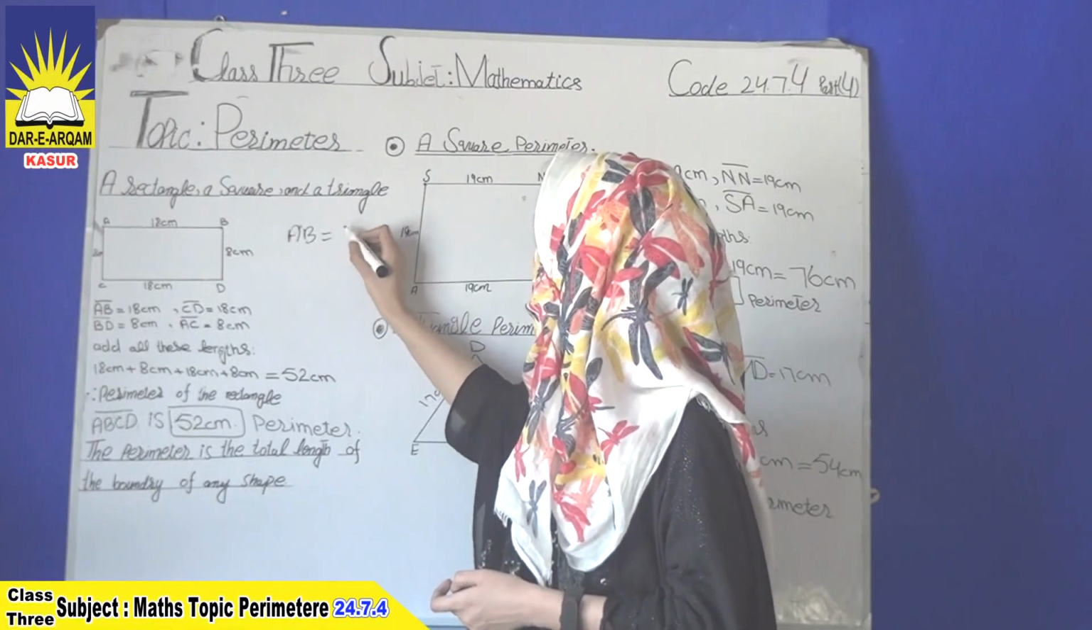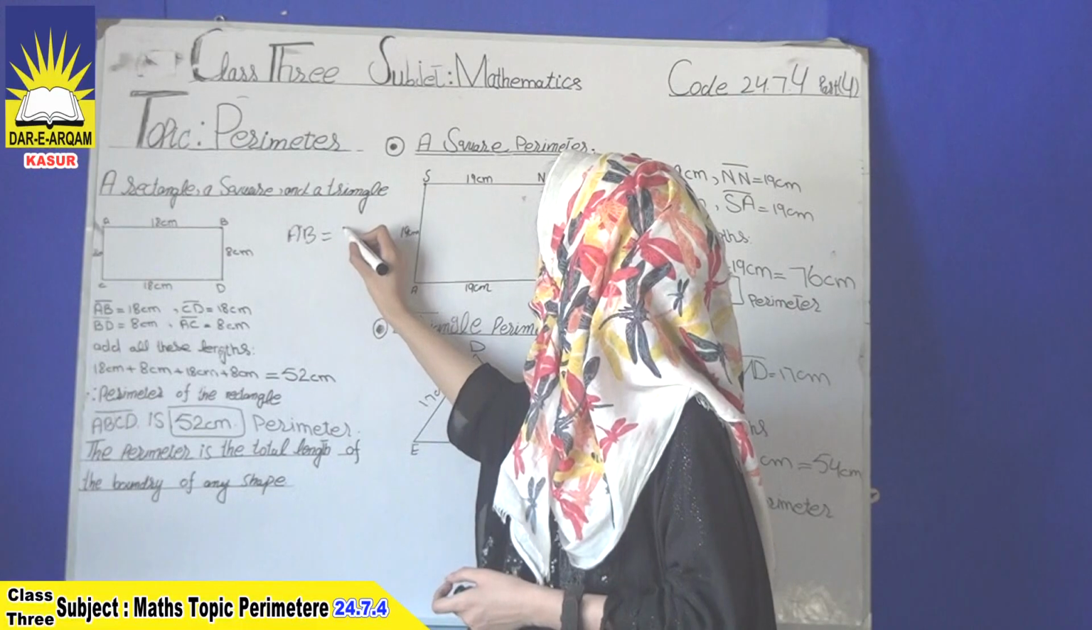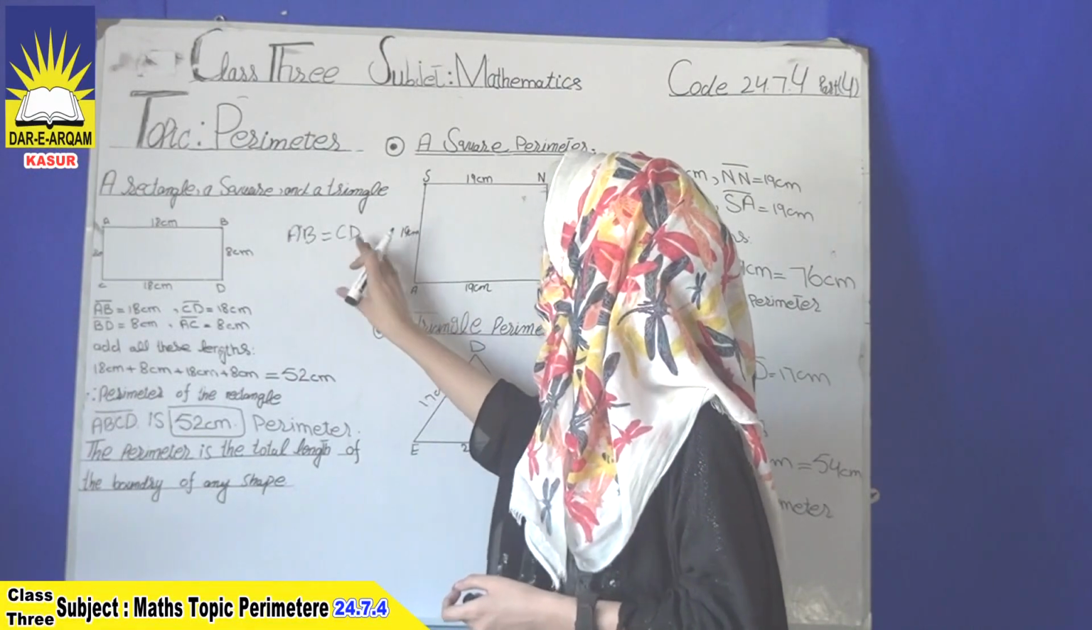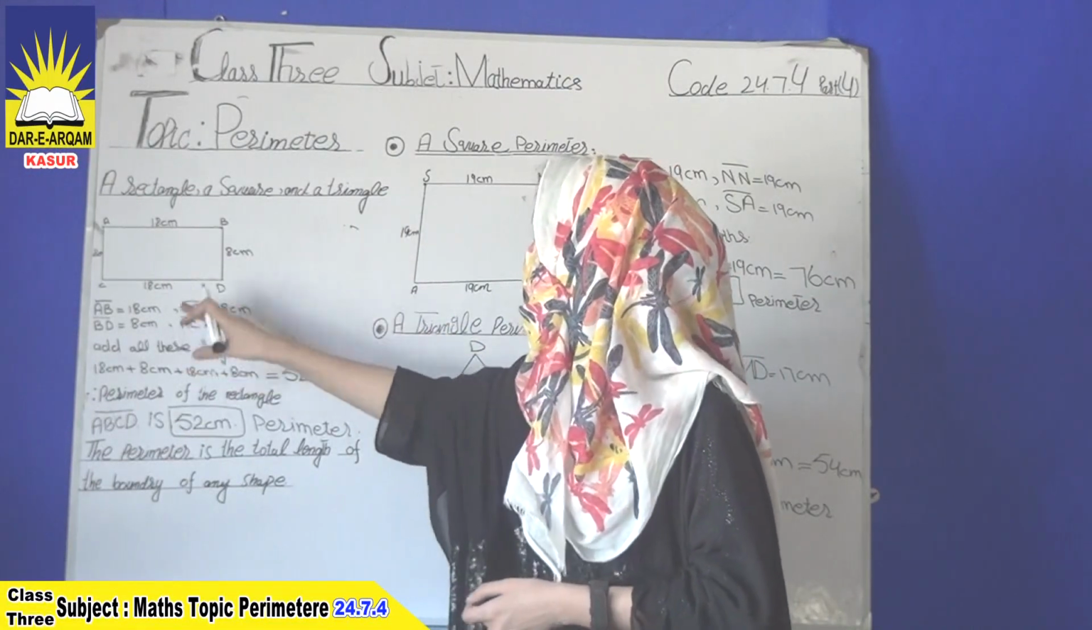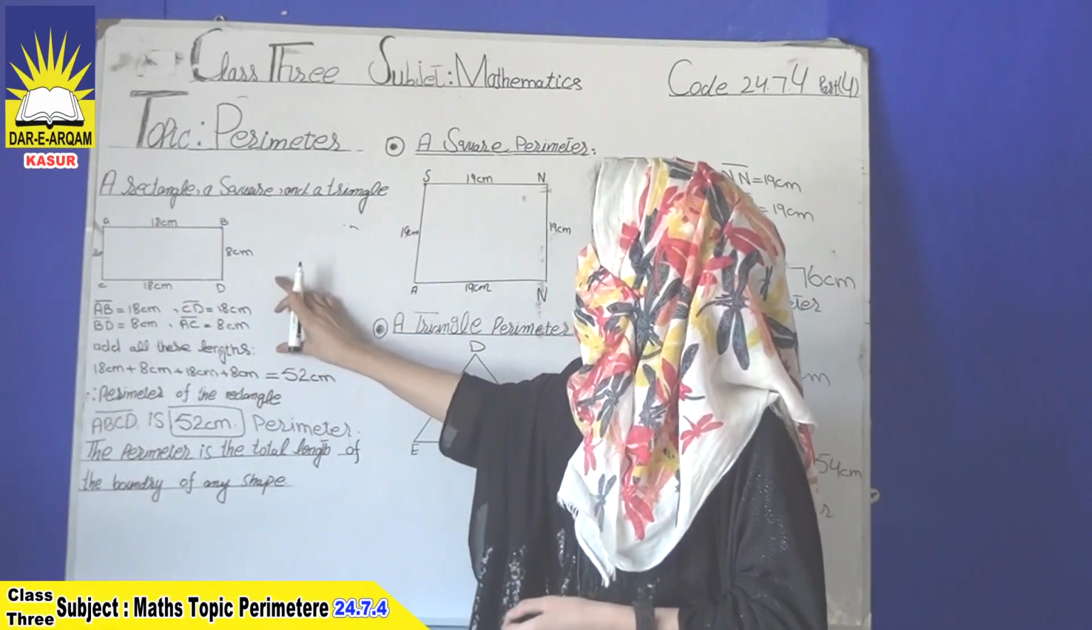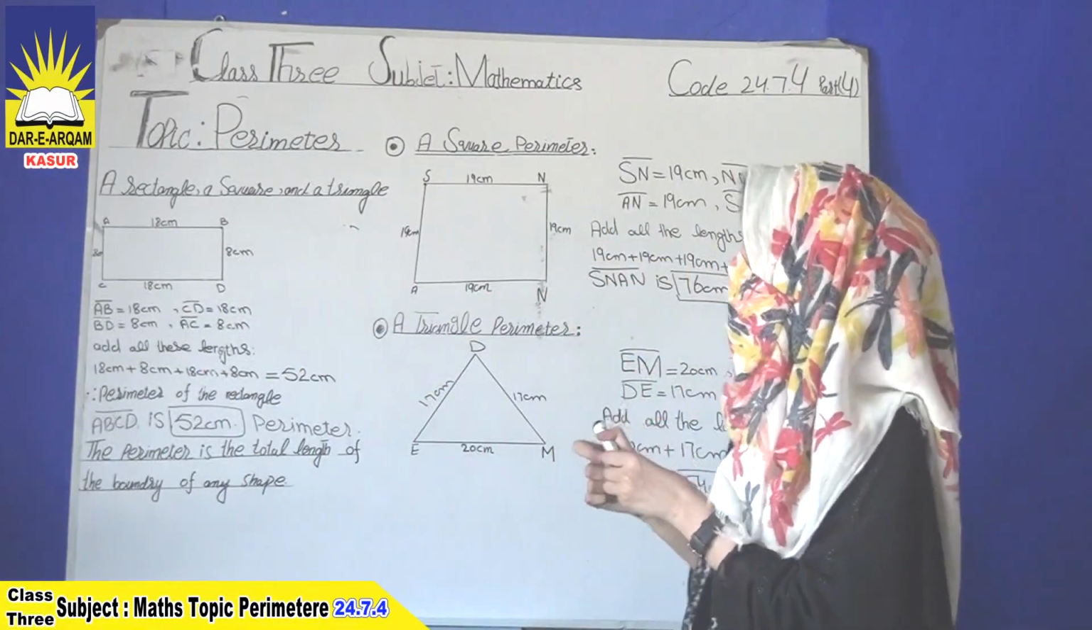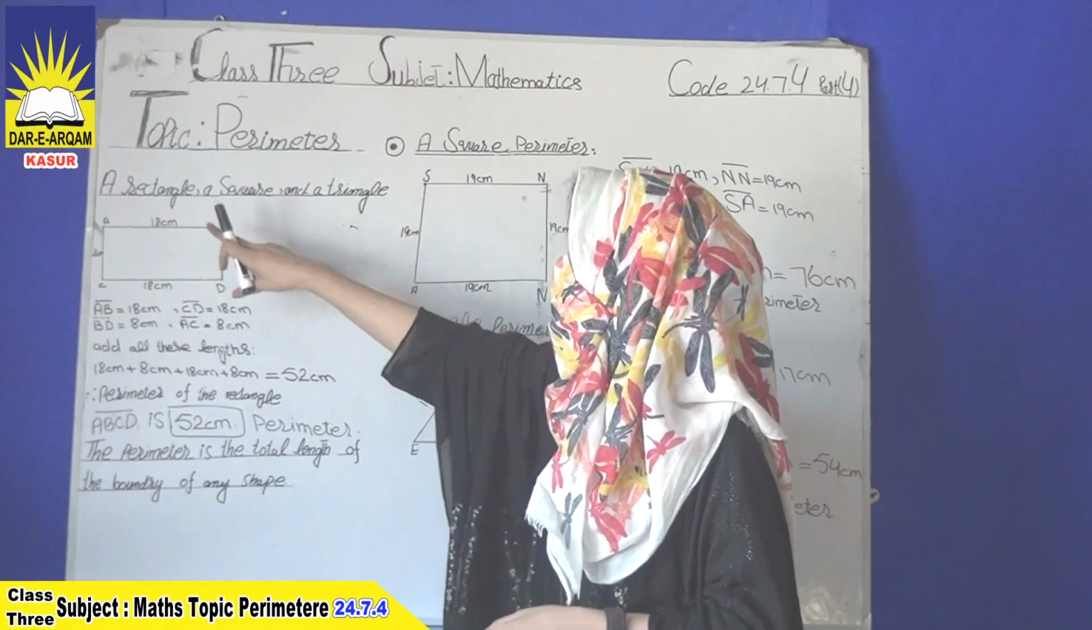are equal to CD. So we find the perimeter of this rectangle shape.